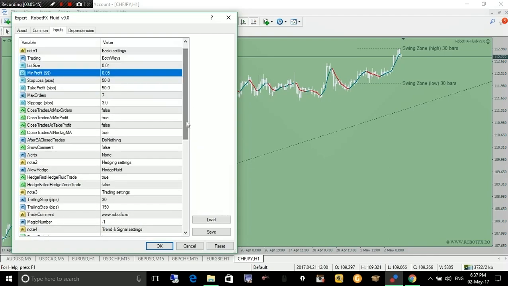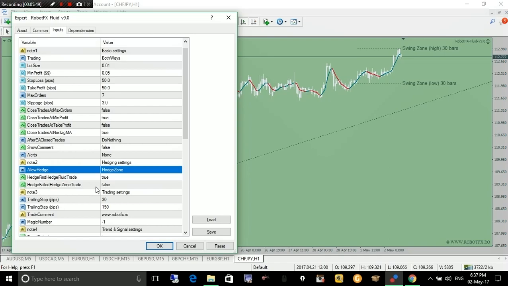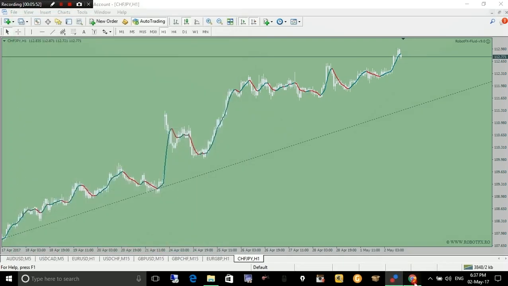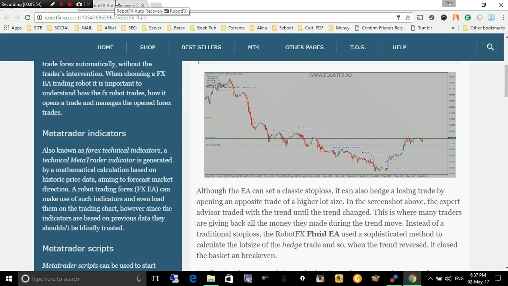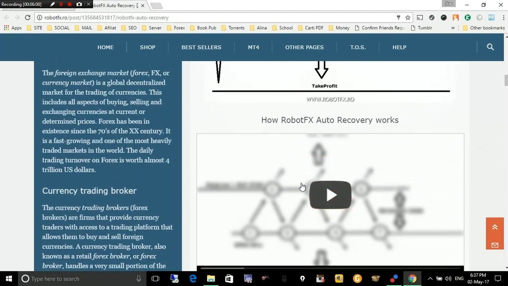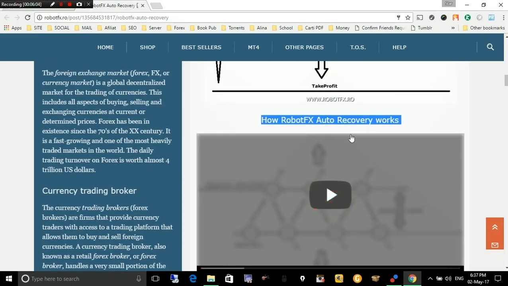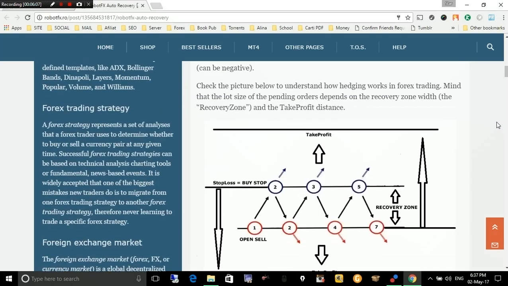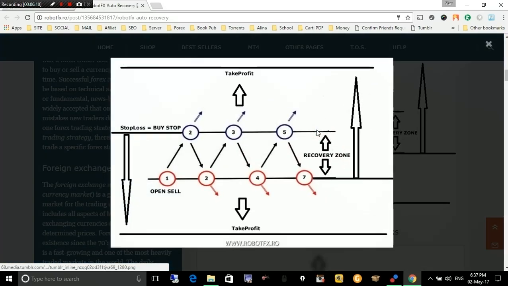Well, I will start with the hedge zone, and I'll speak only a little about it, because the hedge zone is, technically speaking, the auto recovery expert advisor, and I would like to advise you to watch the auto recovery YouTube video. It explains it a little better, in more detail, but so you get the main idea.